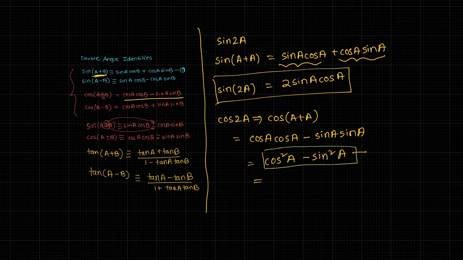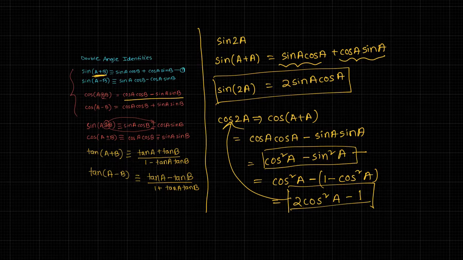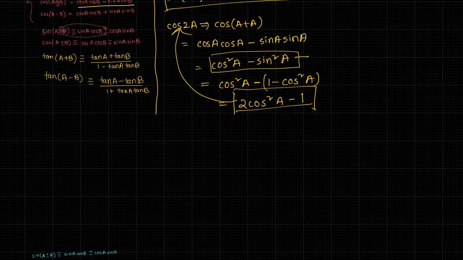But you could have also written it like this. You could have written cos squared a minus, and let's say we write sine squared a as 1 minus cos squared a, using the Pythagorean identity. If you simplify this further, you're going to get 2 cos squared a minus 1. So you could have also written the same expression in this form. And if you took cos squared a and replaced it with 1 minus sine squared a, you would have gotten 1 minus 2 sine squared a.